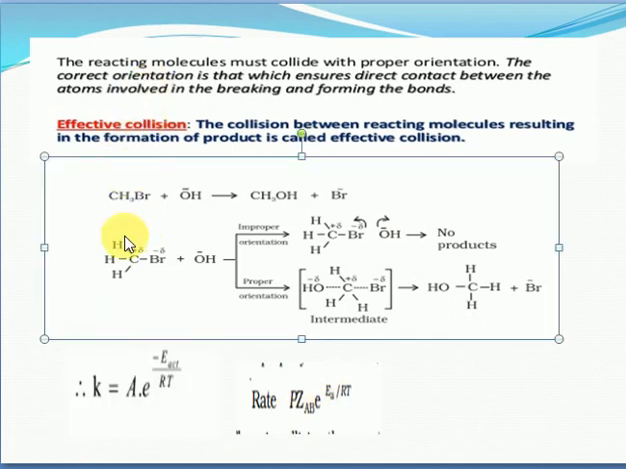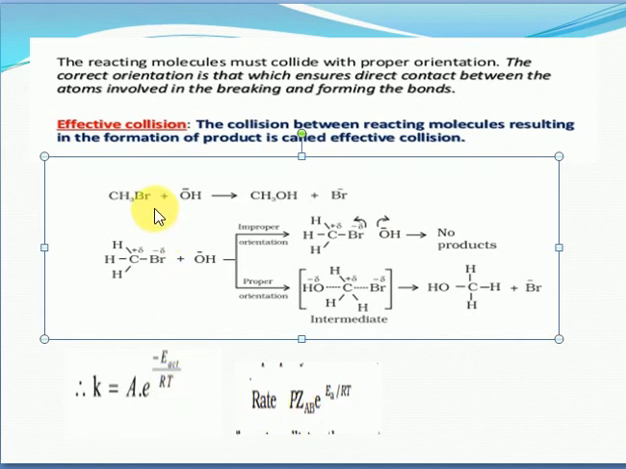According to collision theory, the rate of reaction is directly proportional to Z, the collision constant. Here Z stands for the collision frequency constant of the A and B molecules. A and B molecules collide and form product, that's why Z is mentioned. And e to the power minus Ea by RT, where R is the gas constant.